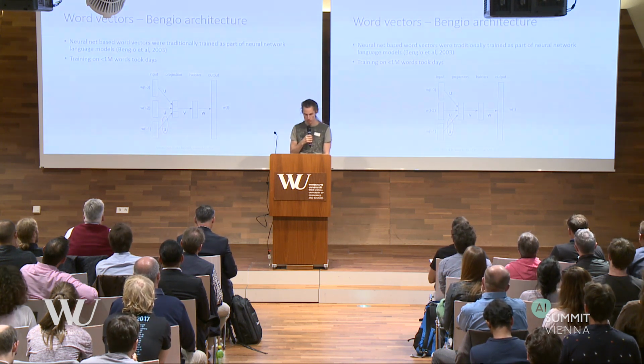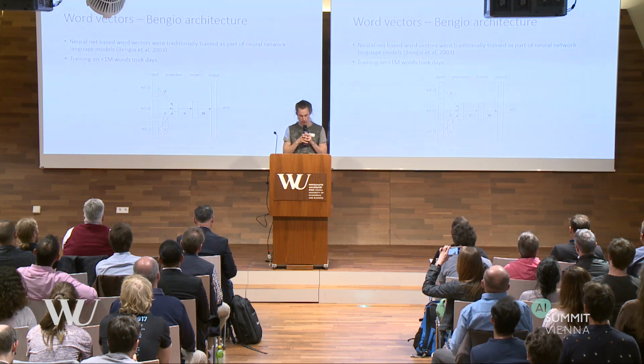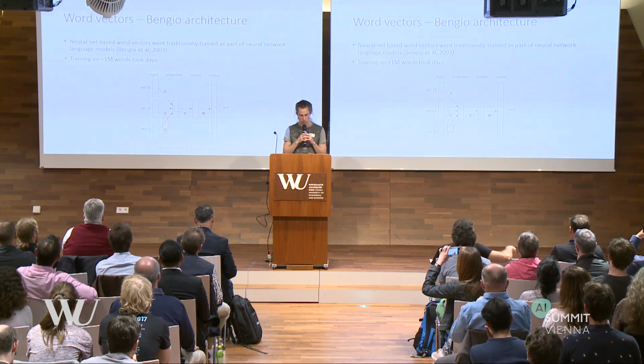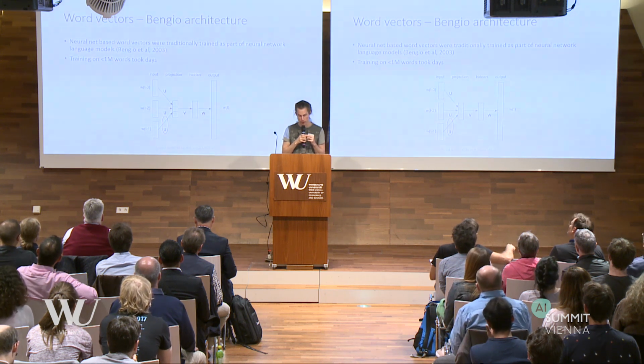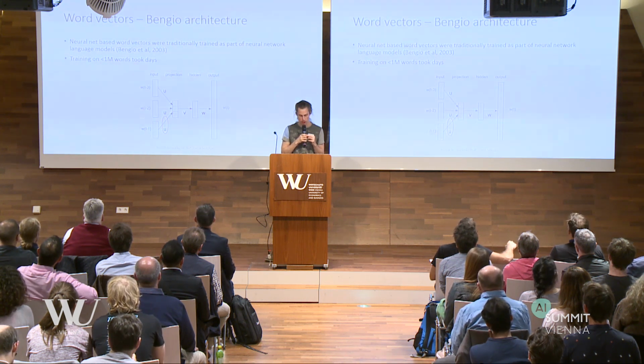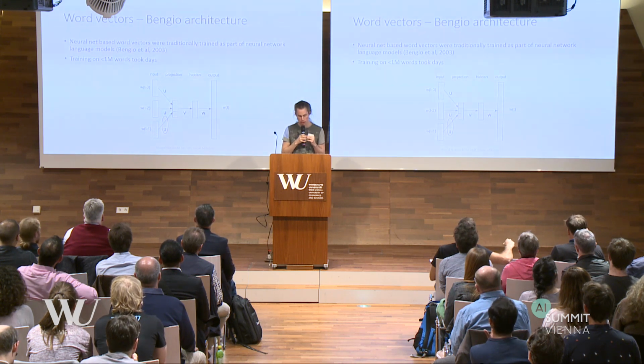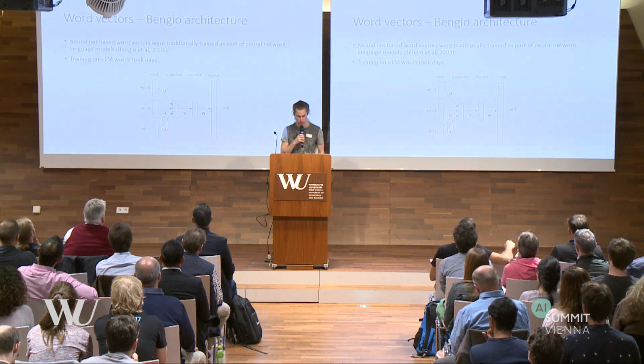So here is one of the popular choices that were chosen by many people to train these word vectors years ago, where people trained a full neural network language model, and then they used just the word vectors, which is this matrix U in the figure.